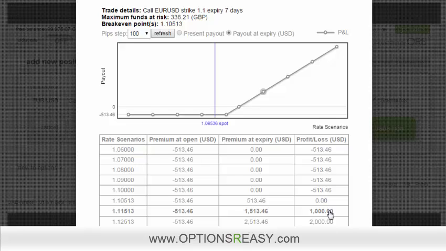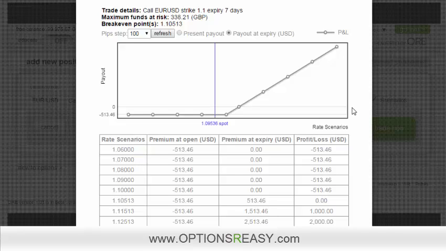But if my analysis is telling me that euro dollar is only going to get to 110.51, then of course it wouldn't be a good trade to take, because my risk is more than my potential profit. So when you're buying options, you're always looking for higher probability opportunities, and analyzing the risk versus the payout over a range of rates is a good way to do this.